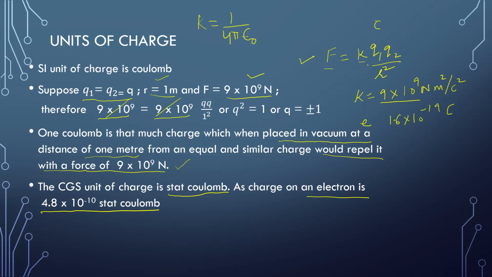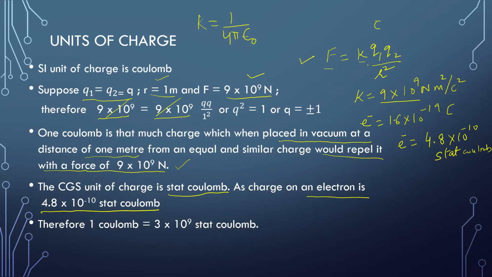So the electron charge in terms of the SI system of units is 1.6 into 10 to the power of minus 19 Coulomb, and in the CGS system of units, the charge on the electron is 4.8 into 10 to the power of minus 10 stat Coulomb. That's how we write it down, stat Coulomb. There is no abbreviation for this, you have to write it down in this manner only, stat Coulomb.